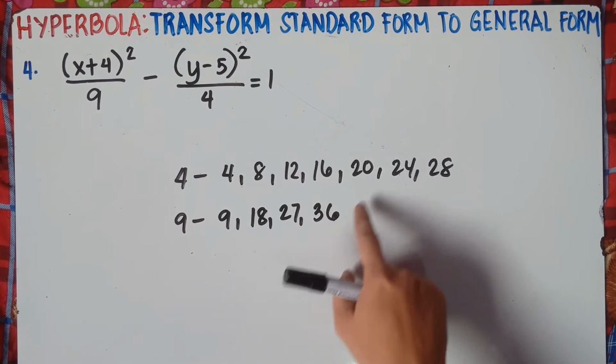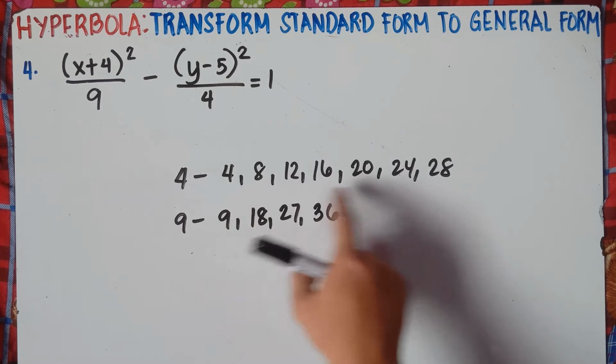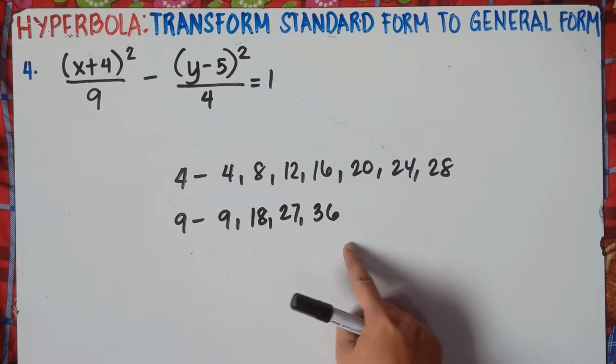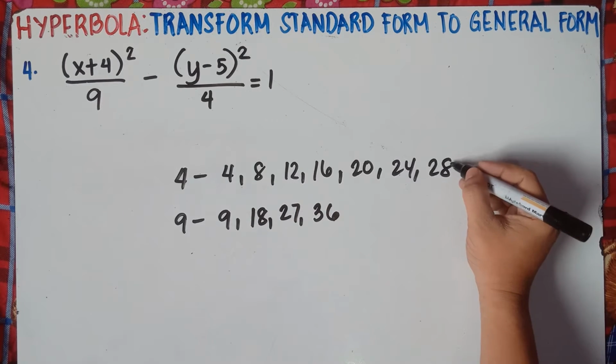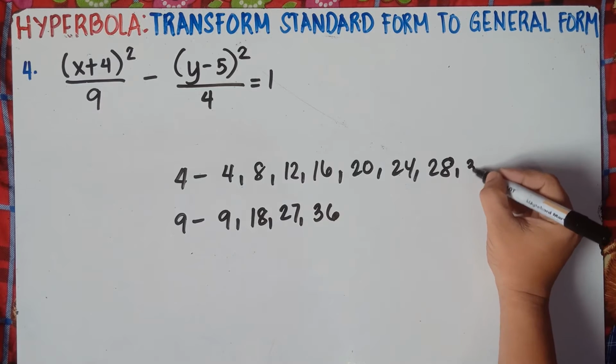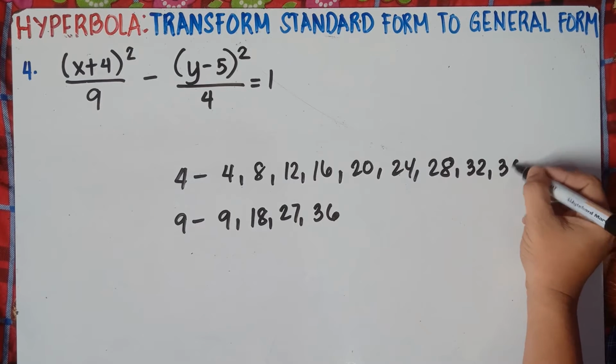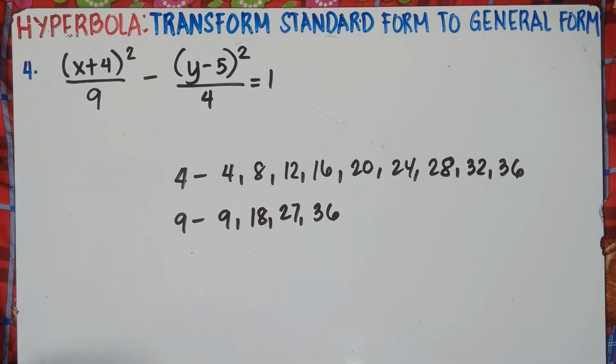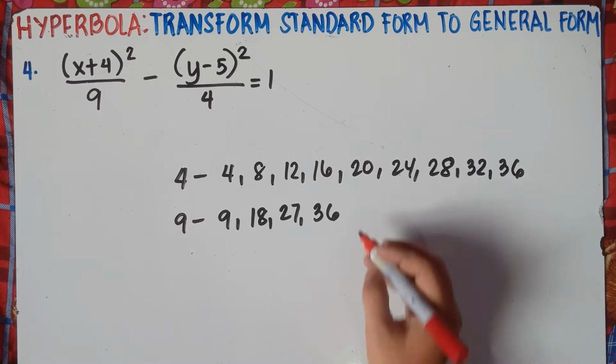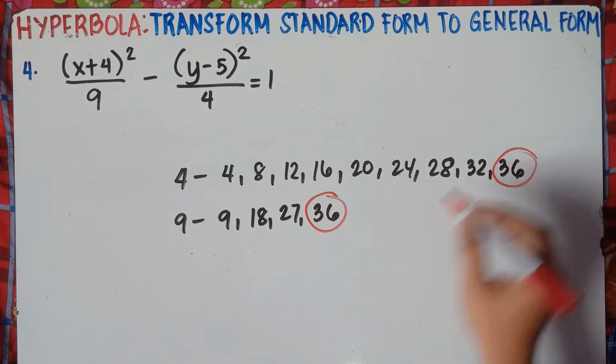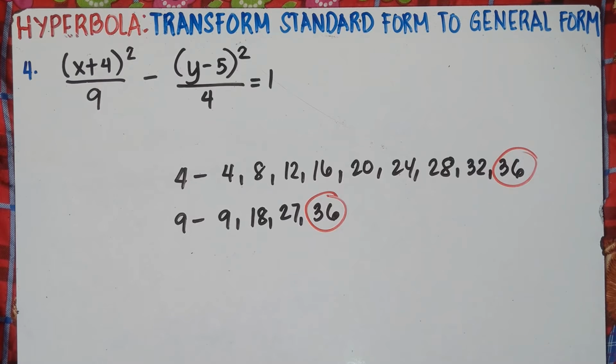Do we have a common number for 4 and 9 in these given multiples? Nope, we don't have a common number yet. So let's continue for 4. Plus 4, that would be 32. Plus 4, that would be 36. Do you have a common number now? Yep, we have a common number, that would be 36. So the LCM of 9 and 4 is 36.